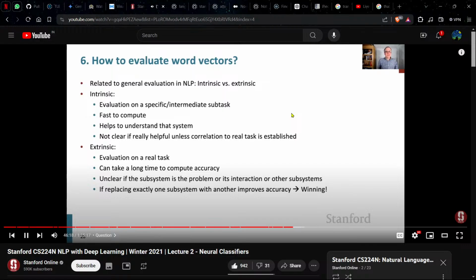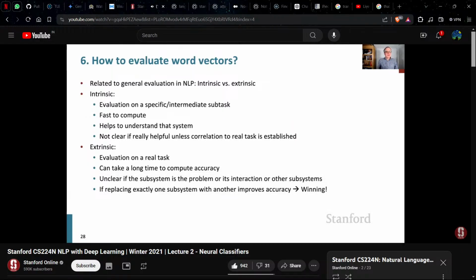processing, as in other areas of machine learning, a big part of what people are doing is working out good ways to evaluate knowledge that things have. So how can we really evaluate word vectors? So in general, for NLP evaluation, people talk about two ways of evaluation, intrinsic and extrinsic. So an intrinsic evaluation means that you evaluate directly on the specific or intermediate subtask that you've been working on. So I want a measure where I can directly score how good my word vectors are.